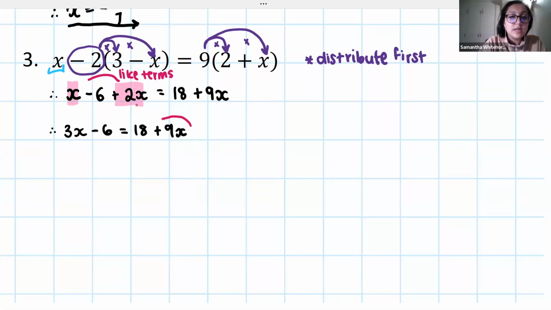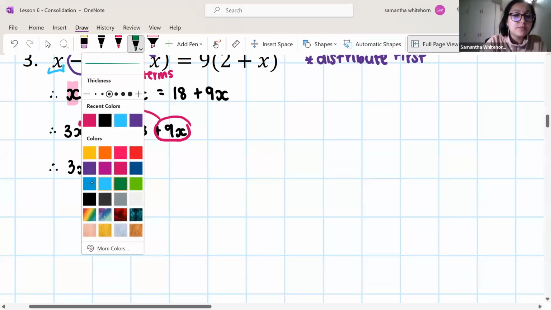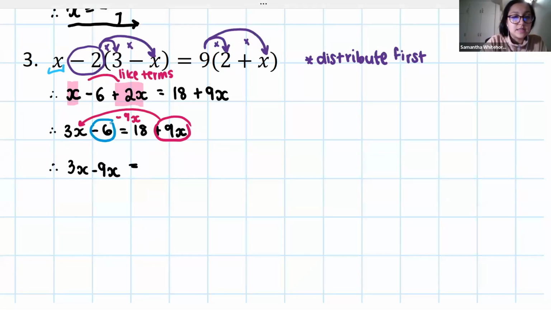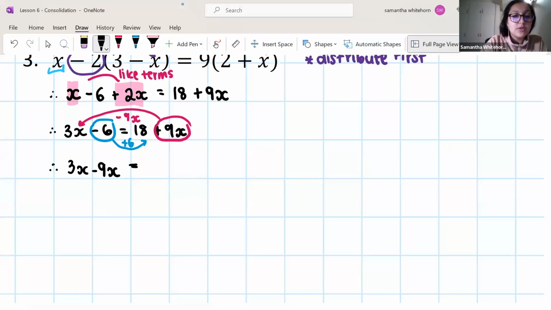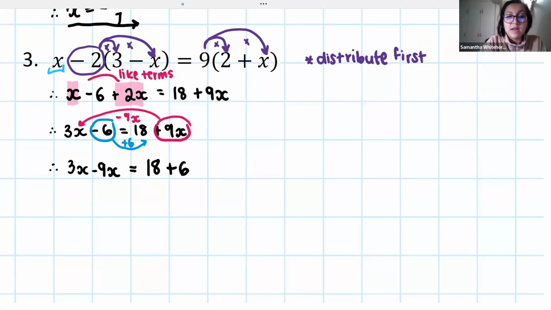Right, the next thing that's going on is I want this 9x to move to the left, and so inverse operations, minus 9x. That will leave me with, on the left-hand side, 3x minus 9x. And then I want to do the same thing or similar thing with the -6. I don't really want it on the left. So this -6 I want to bring over to become +6 on the right-hand side. And so I've got 3x minus 9x is equal to 18 plus 6. So remember, 9x became negative because of the inverse operation. -6 became +6, again, inverse operations.